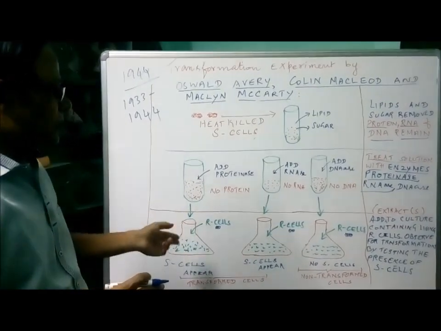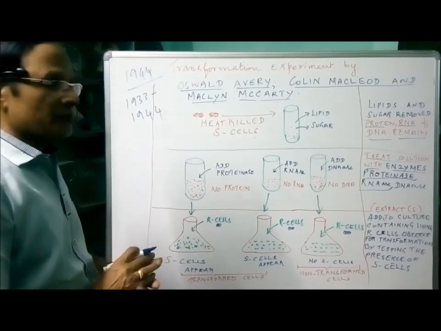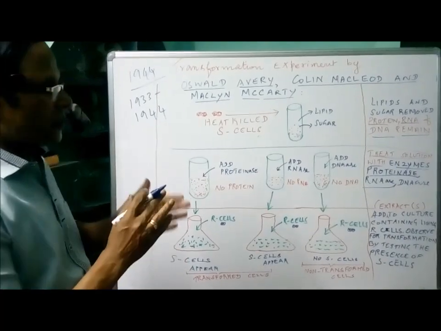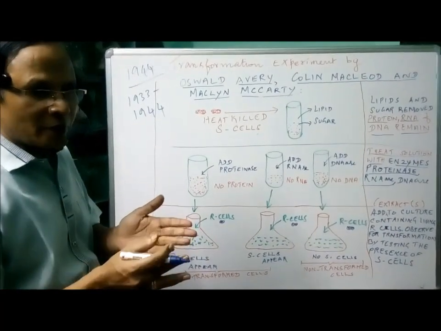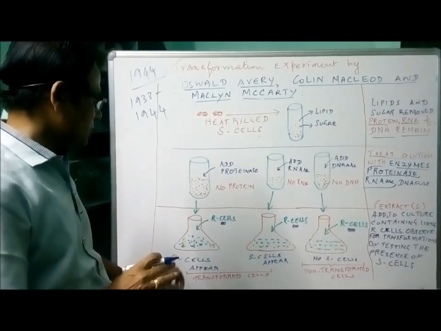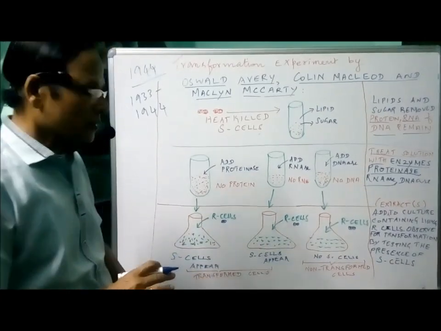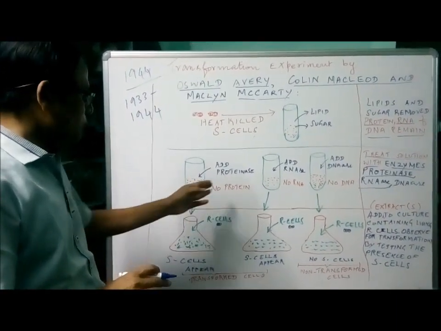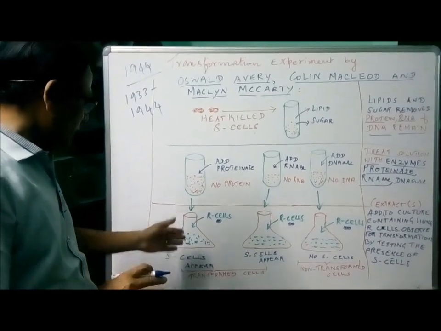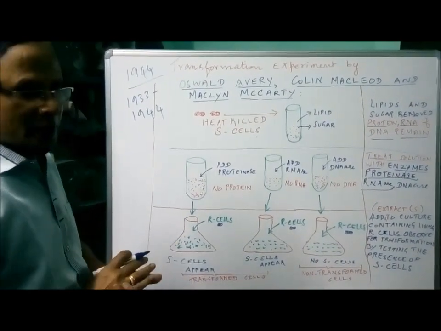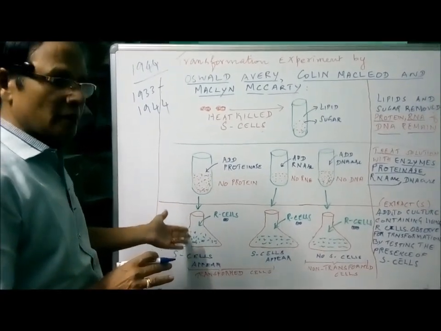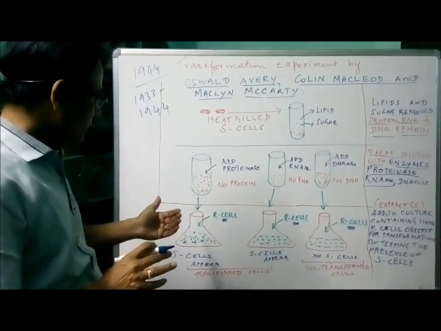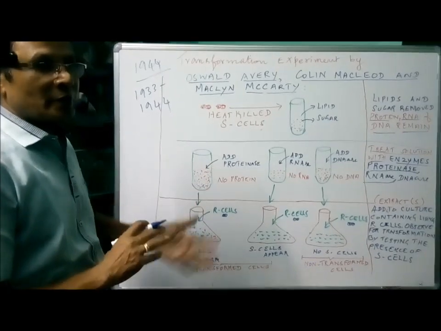Now they add the extract to a culture having R cells, all living, and observe whether transformation takes place by testing for the presence of S cells. This is a culture having R cells, and this, and this. First they add the extract without protein. When added here, transformation takes place. The R cells get converted into S cells. So S cells appear, and from that we conclude that protein is not the genetic material.